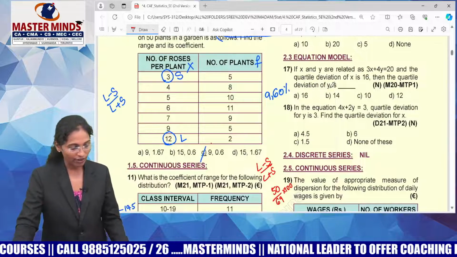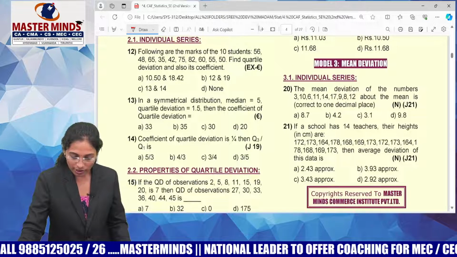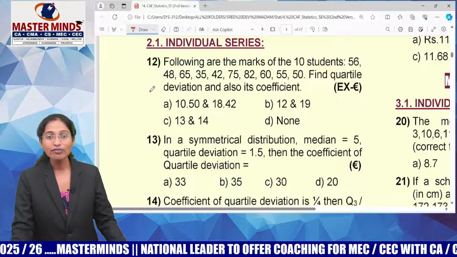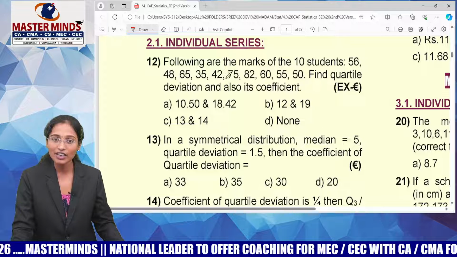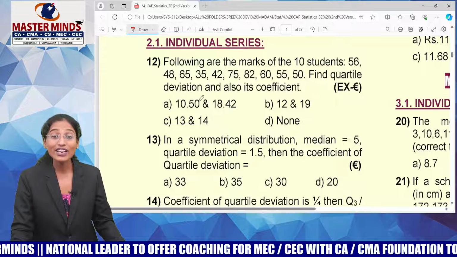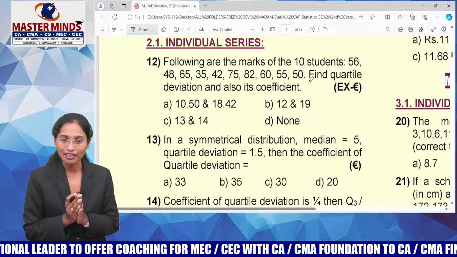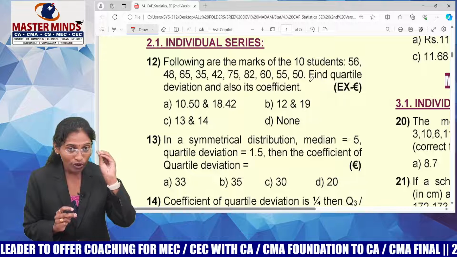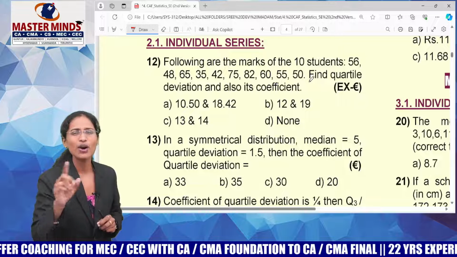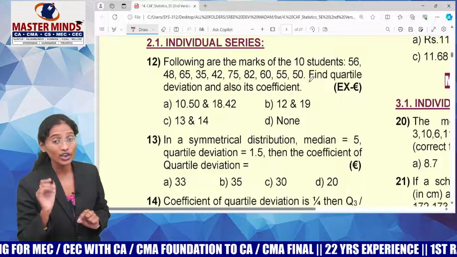The first MCQ that I have taken here is MCQ number 12. So let me show you the MCQ, guys. Following are the marks of 10 students: 56, 48, 65, 35, 42, 75, 82, 60, 55, 50. Find the quartile deviation and also its coefficient. Guys, try to understand, it's not that easy. You have to be more attentive, because if even one observation is missing, you have to recollect everything. So try to strike off the values that you have already written.